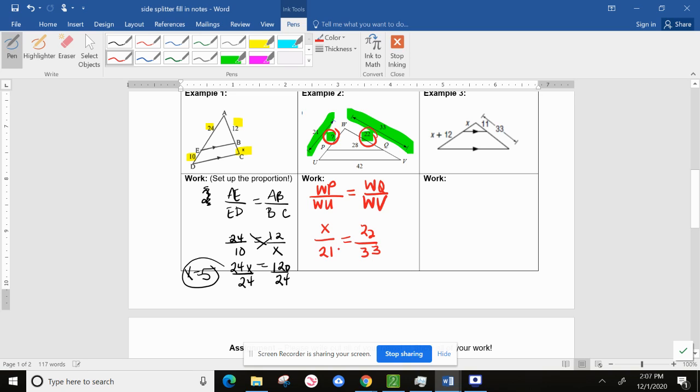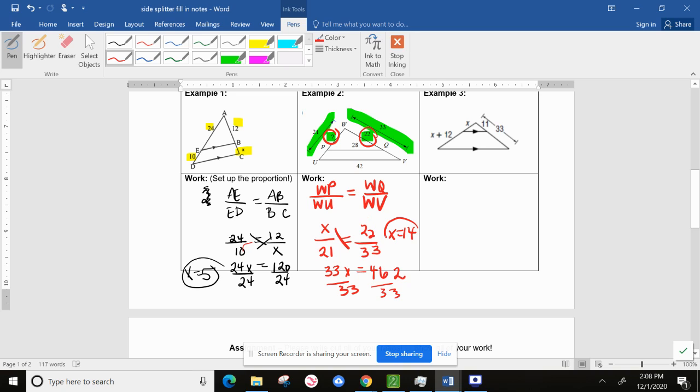Okay. All right, so a little cross multiply and solve. 33x is equal to 21 times 22, and that is 462. Then we want to divide both sides by 33. I don't have the best writing on this thing, do I? So x is, in fact, 14.